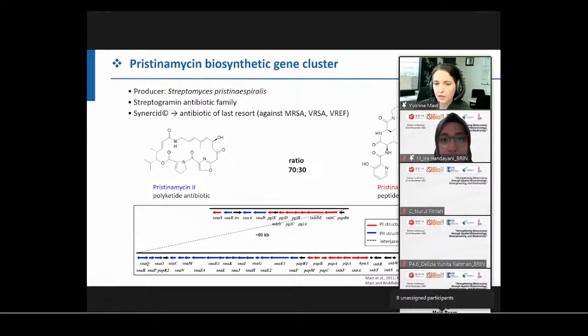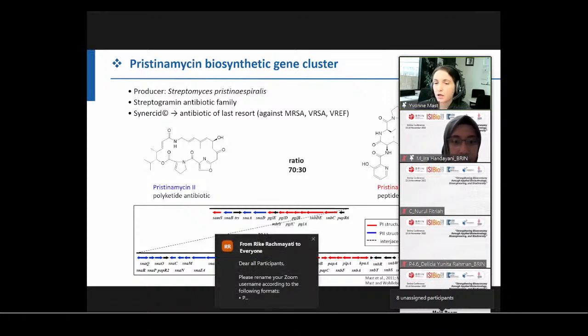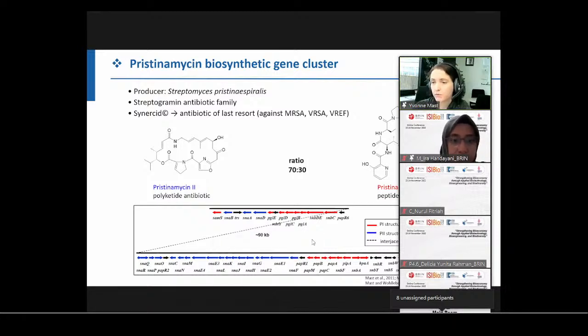And the Streptomyces pristinaespiralis strain produces those 2 substances in a specific ratio. They interact synergistically with each other, and a semi-synthetic derivative of that substance is on the market. It's called Synercid, and it's used as an antibiotic of last resort against highly resistant pathogens. And what we did back then was that we characterized the antibiotic biosynthetic gene cluster. And back then, this was the largest antibiotic gene cluster that had been described so far.